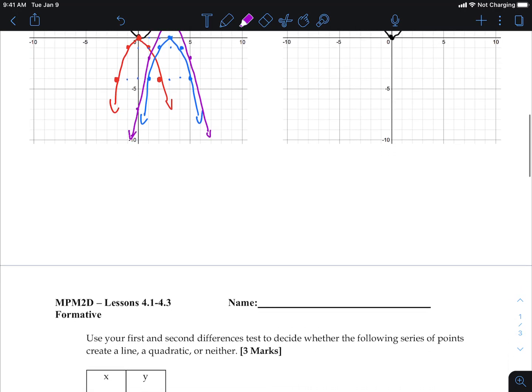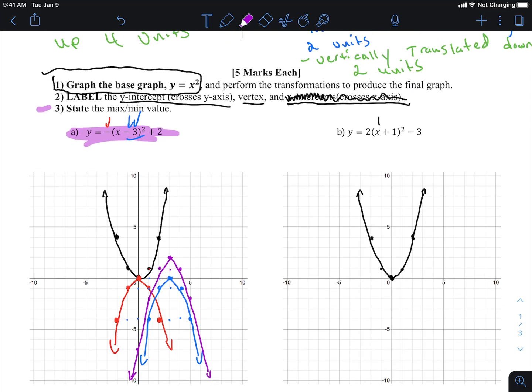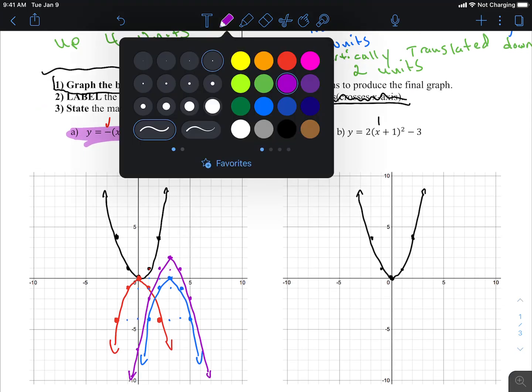I still have to do a couple other things here, but let's address 3 for a second, just because that's the part that everybody's kind of not doing so well on, the completing the square piece. Does this parabola open up or down?